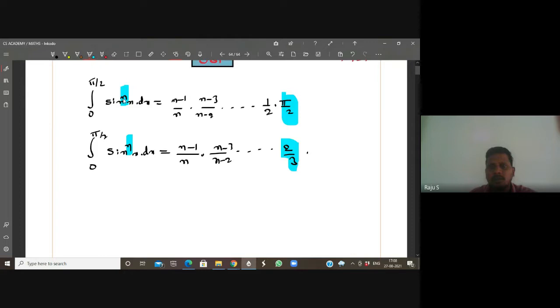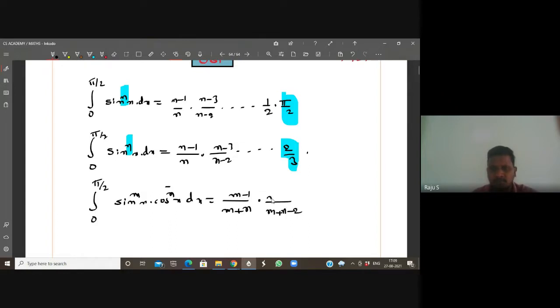Not only sine power n, it may be cos power n; the same formulas apply if we replace sine by cos. If the power is even, you get pi by 2; if the power is odd, you get 2 by 3 at last. If both are there, from 0 to pi by 2, sine power m x into cos power n x dx, the denominator is the sum of the powers, m plus n, then m plus n minus 2, and so on. The numerator starts with m minus 1, m minus 3, and so on. After completion of m, you can start with n.